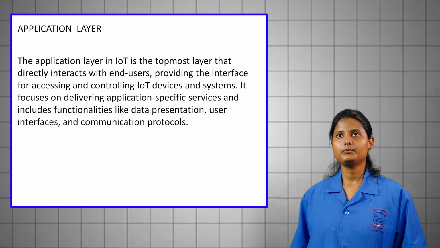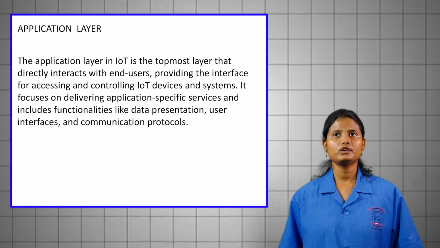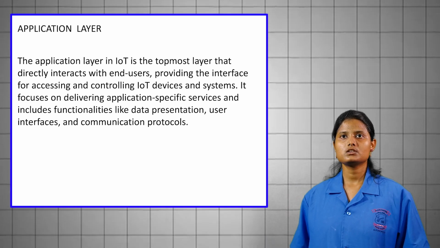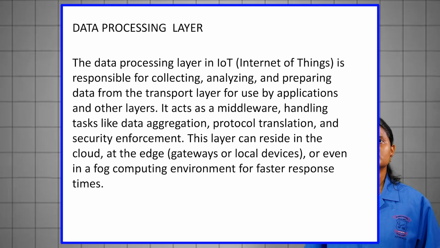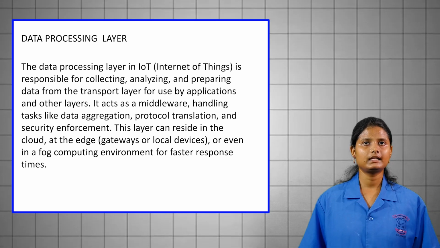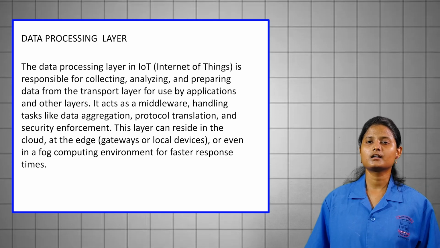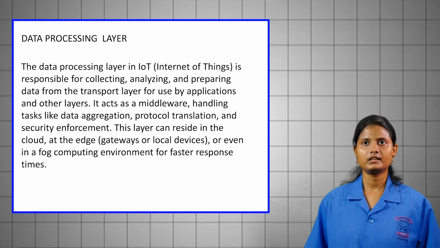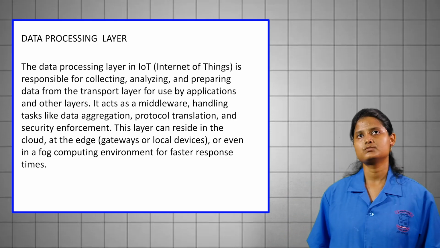Next, application layer. Application layer is nothing but the topmost layer. It is the first layer which connects the interface and controls the devices and system. It is a presentation of the user interface and communication protocol. Next, data processing layer. Data processing layer is nothing but collecting and analyzing the data, communicating with other devices, and operating as a protocol translation, and it is also a computing environment that is faster and responsive.